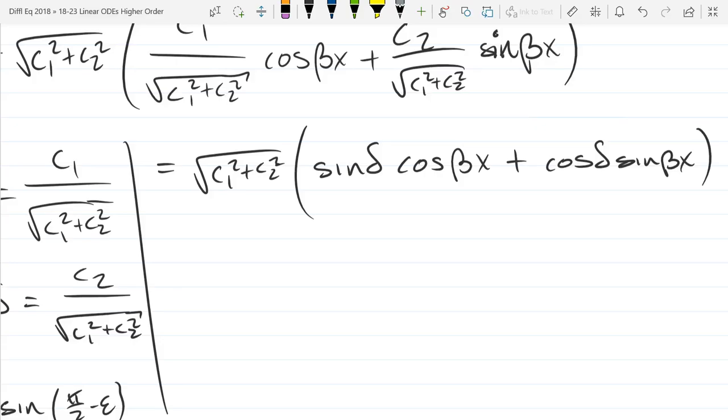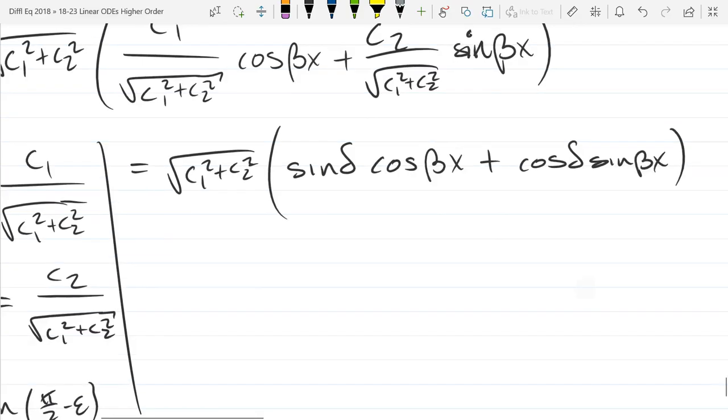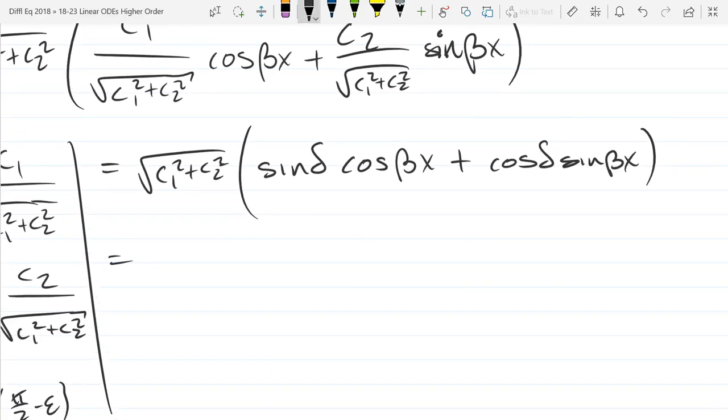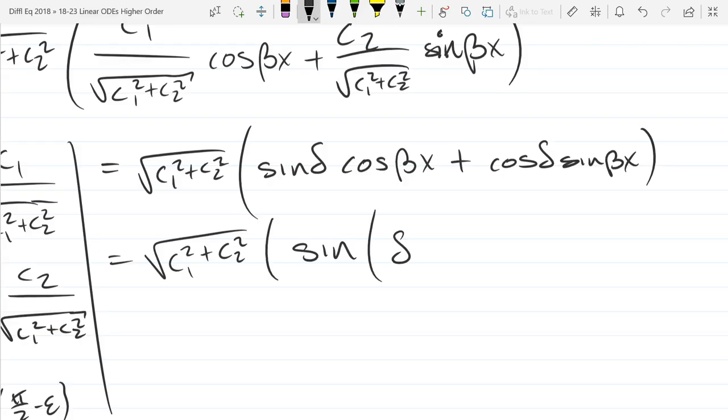All right, so we are actually looking at the sum formula for sine. I know we're reaching way back into the good old days of pre-calculus class. This is sine A cos B plus cos A sine B, so this is sine of delta plus beta x. It's the sum formula for the sine function.